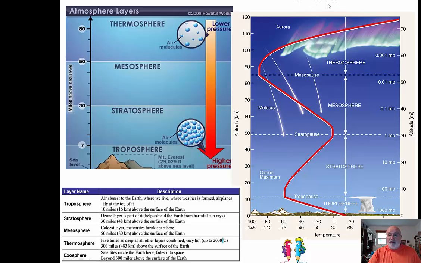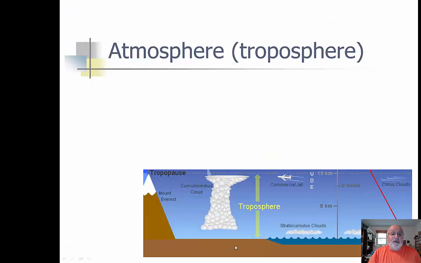And then we have the exosphere. This is where the satellites are, and they're actually going around the Earth. And I'm sorry, we have one more.